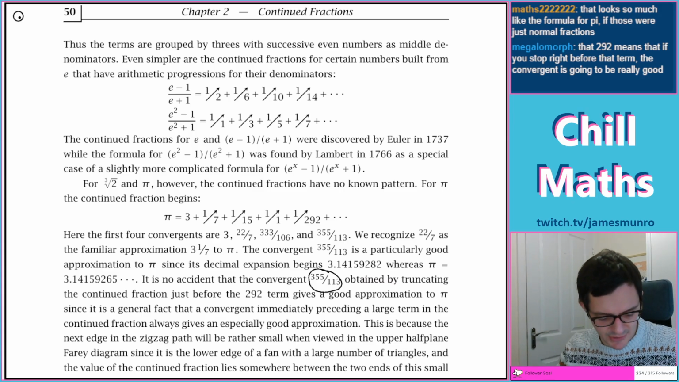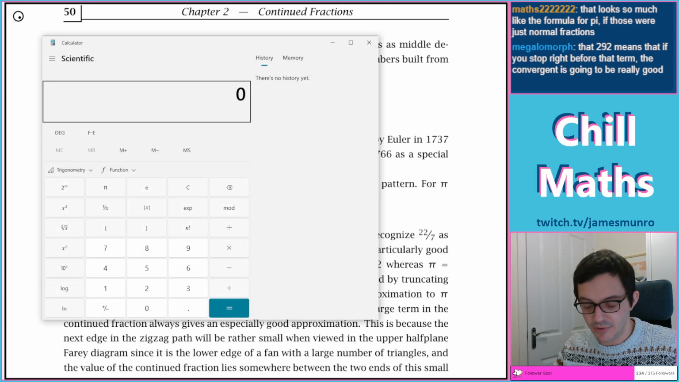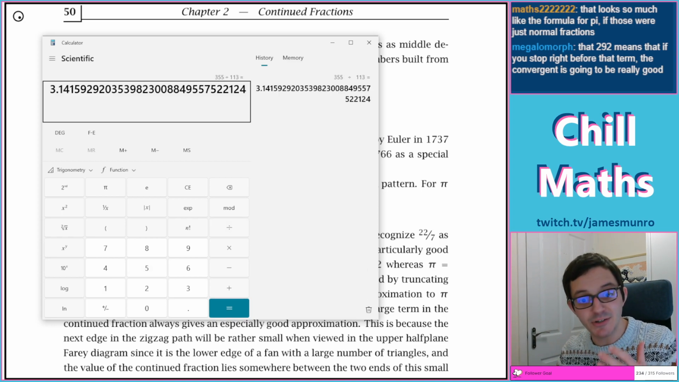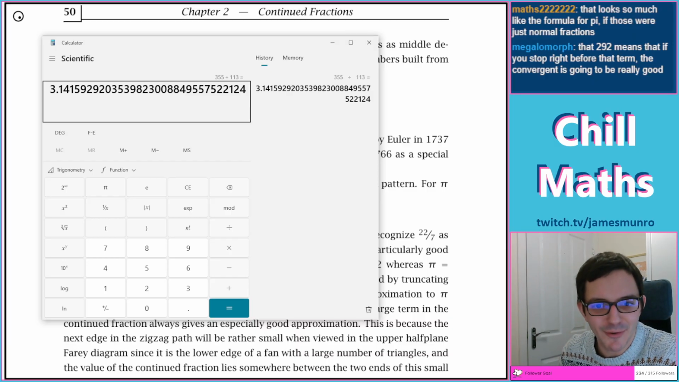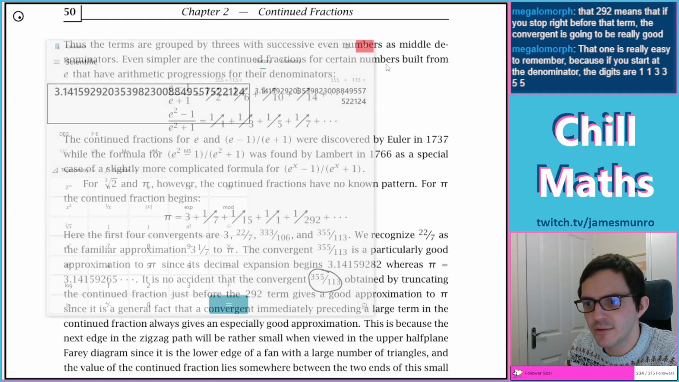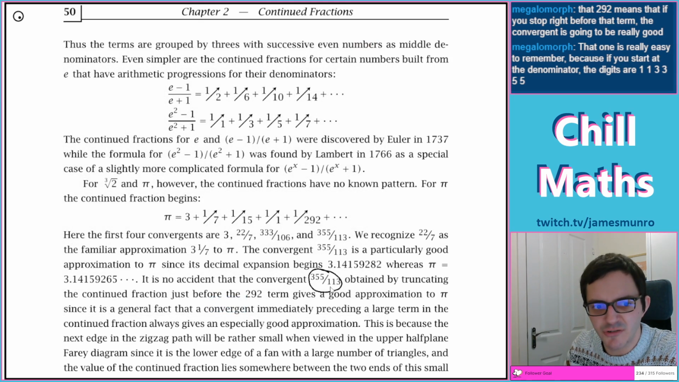Let's put it in the calculator, just have a look at how brilliant it is. So 355 divided by 113. 3.141592, and then slightly off, but it gets the 14159.3-ish. It's perfect. 1, 2, 3, 4, 5, 6 decimal places. So it's accurate to like 1 part in a million, and the denominator is only 100-ish, so it's surprisingly good.